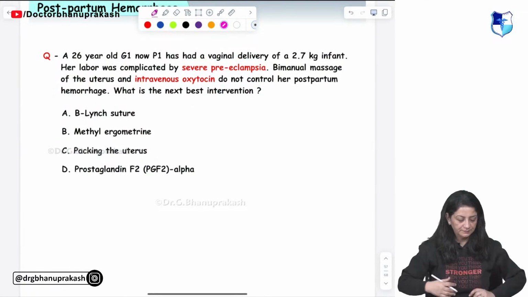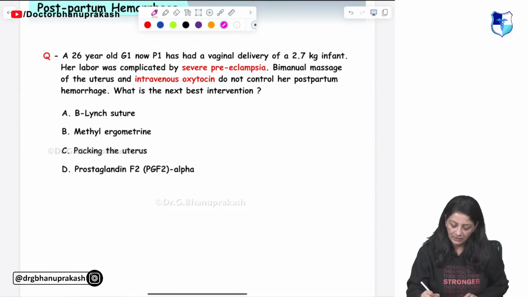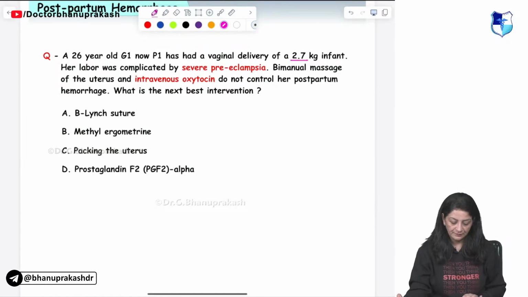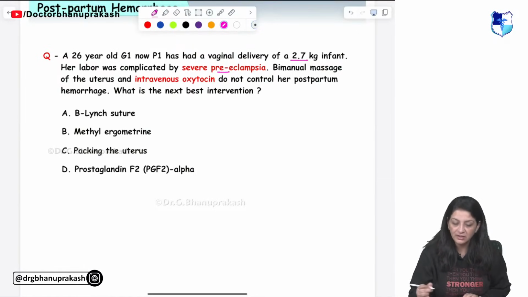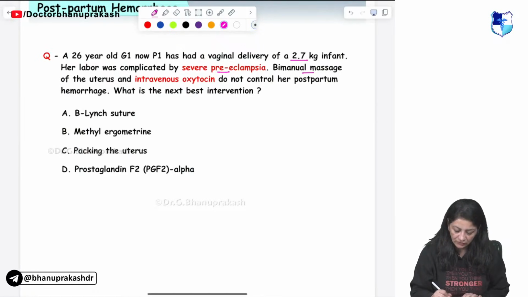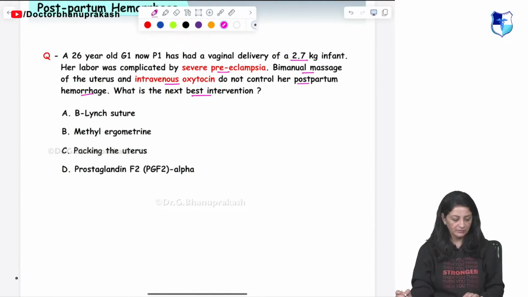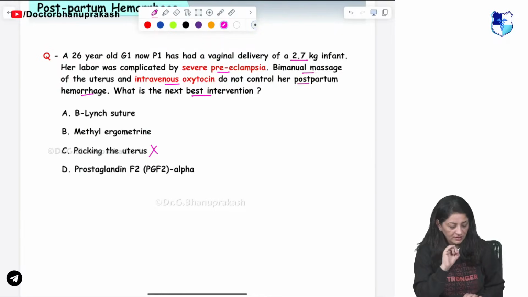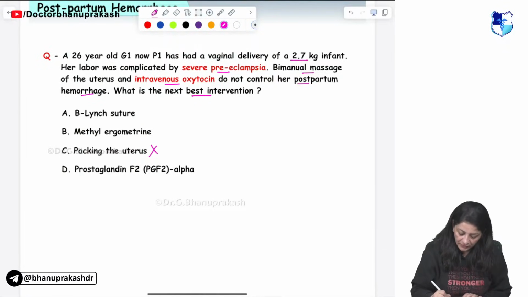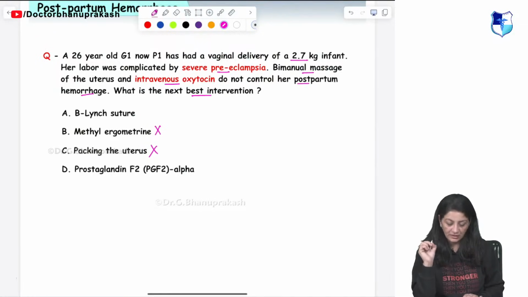Now answer this question. A 26-year-old woman had delivered a 2.7 kilogram infant. Labor was complicated by severe preeclampsia. Bimanual massage of the uterus and intravenous oxytocin don't control her postpartum hemorrhage. What is the next step? Packing is contraindicated. It will cause more infections. No packing of the uterus. Methylergometrine, no. This is a case of severe preeclampsia, and it is contraindicated in pregnancy-induced hypertension.